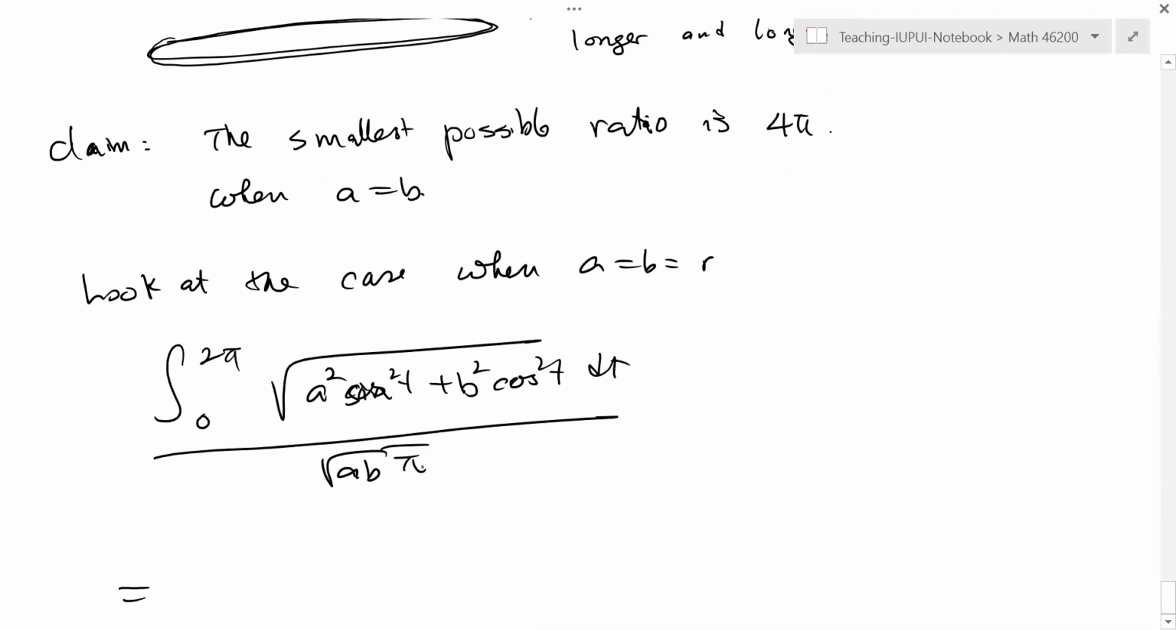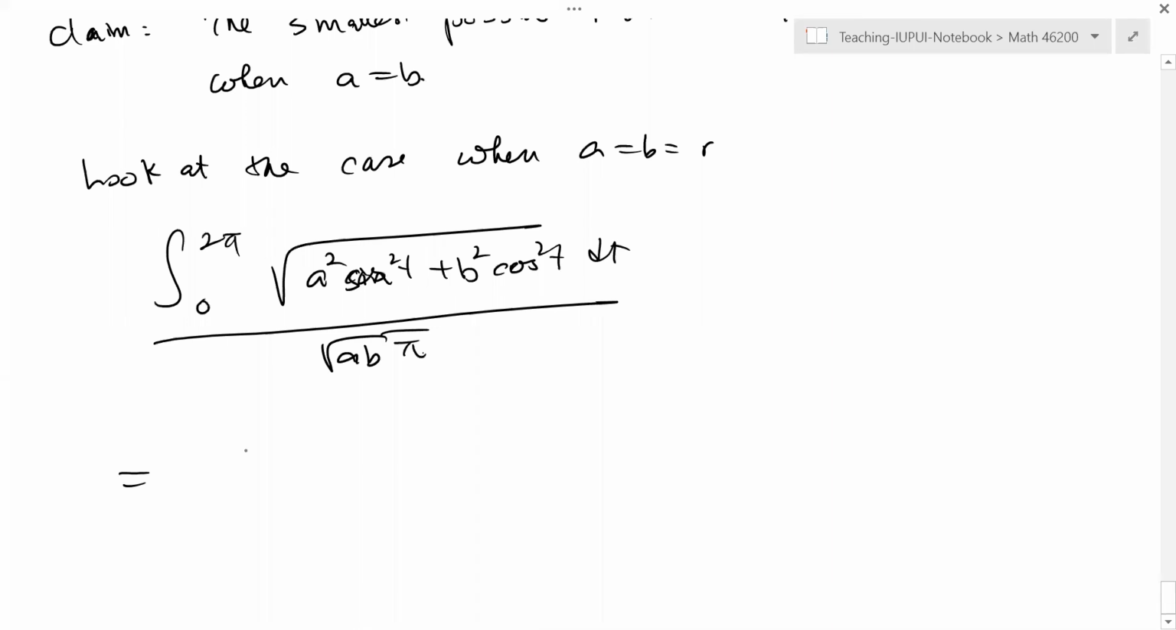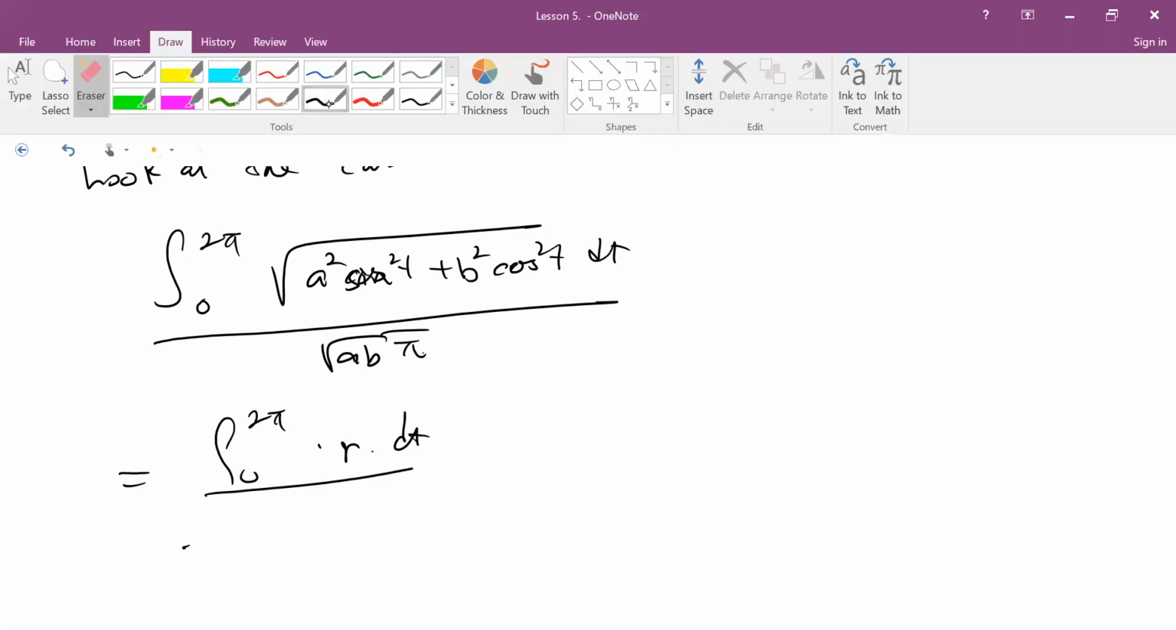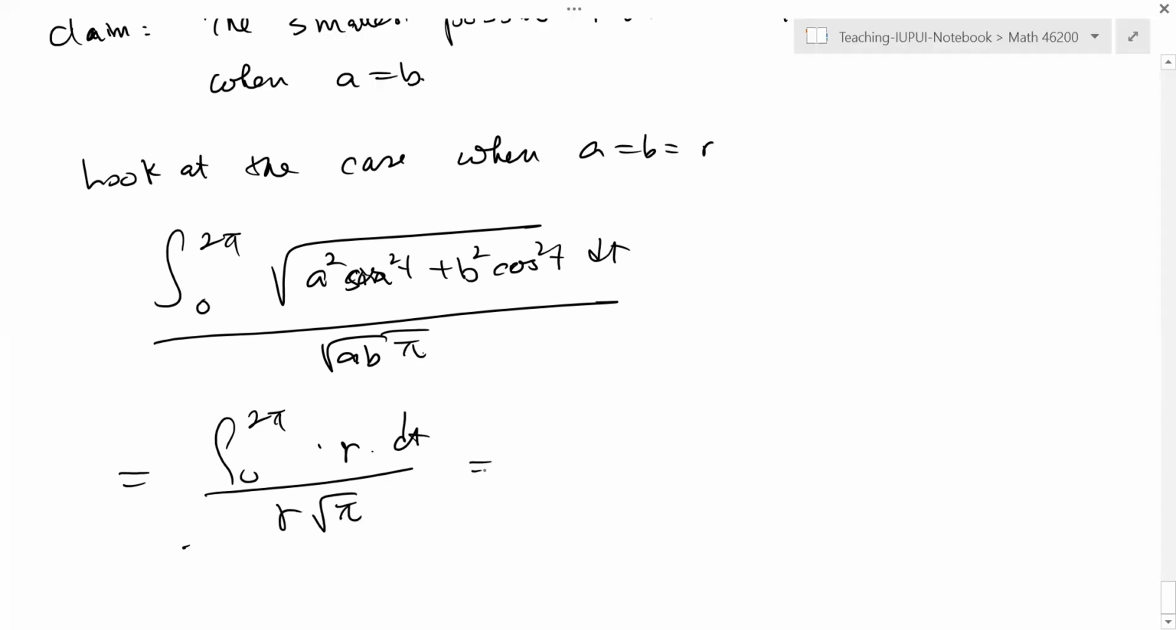All right, so in this case, A equals B equals R. It's going to be the integral of R dt, and then here A times B is R squared, so the area is pi R squared. The length is 2 pi R. So R cancels out, and it's 2 pi squared, but when you square, it's just 4 pi.